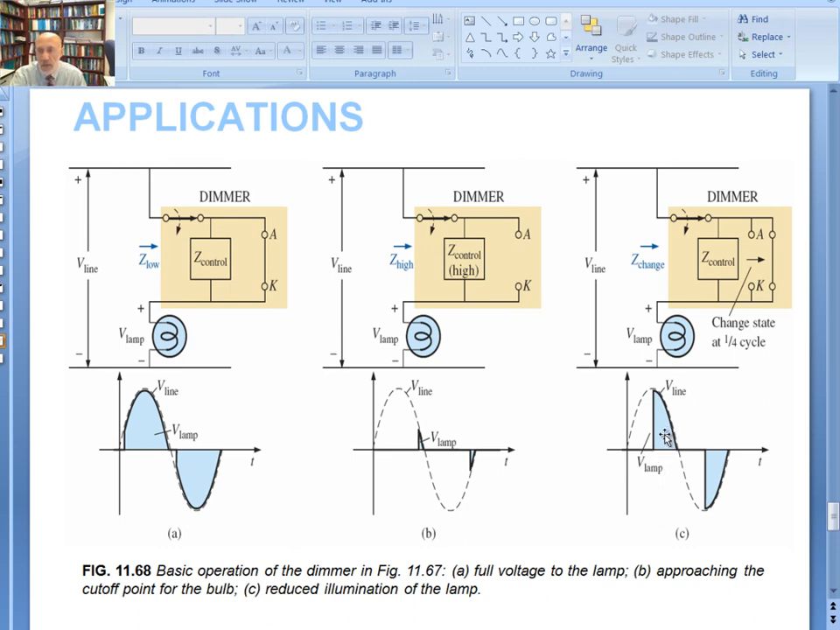Now, in this case, which is 50%, you change the states between open circuit and short circuit every 1/4 of a cycle. So this is 1/4 of a cycle. Every 1/4 of a cycle, it changes the states between open circuit and short circuit. And you look at the average, because the power that shows up inside the light bulb is actually its average power. So that average is slightly less than 50%.